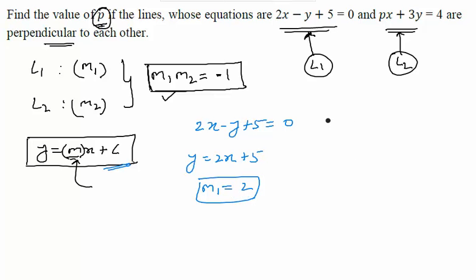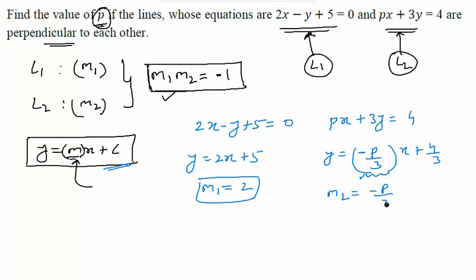Similarly, second line is what? Second line is px plus 3y equal to 4. I have to convert this into y is equal to something, okay? In doing so, we would get minus p by 3 into x plus 4 by 3. So now the coefficient of x is what? Minus p by 3. So this is the value of m2. m2 is equal to minus p by 3, right?